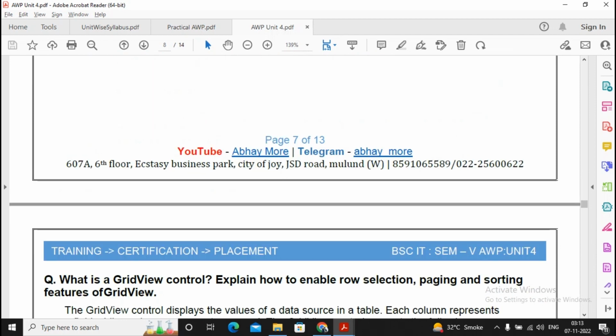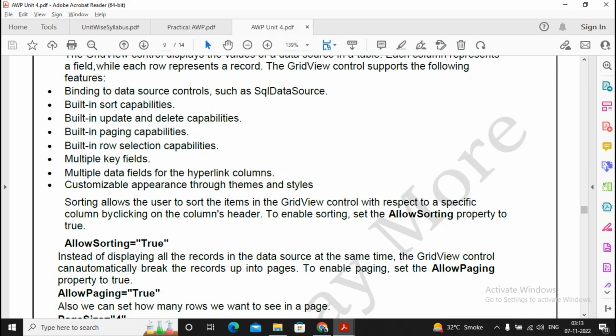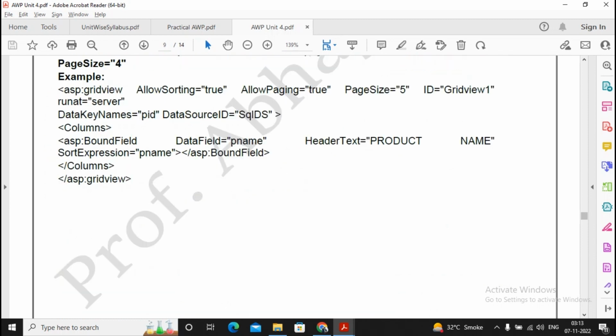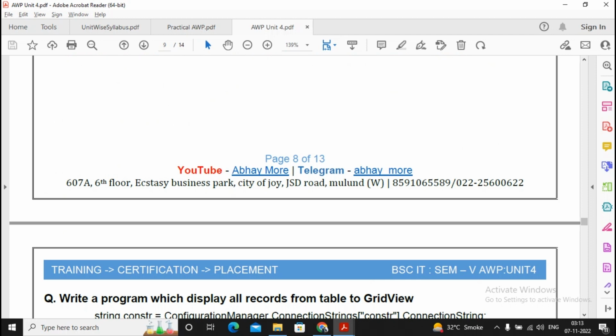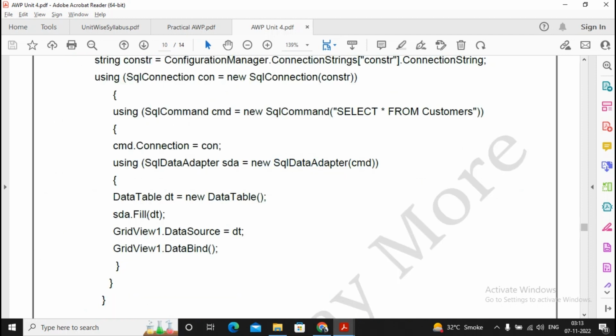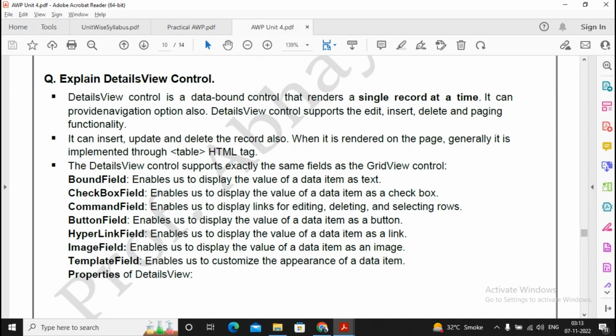What is the grid view control? Explain all the important properties and features of the grid view is a very, very important question. Please prepare well for it. Write a program to display all records from a table in a grid view. Read it once. What is the details view control?